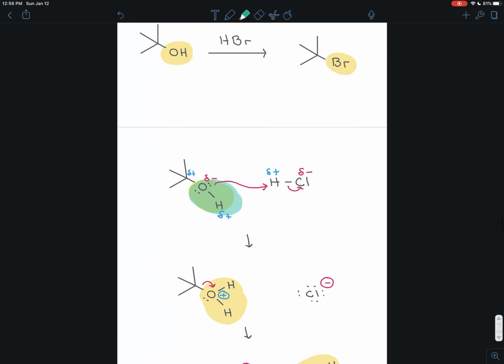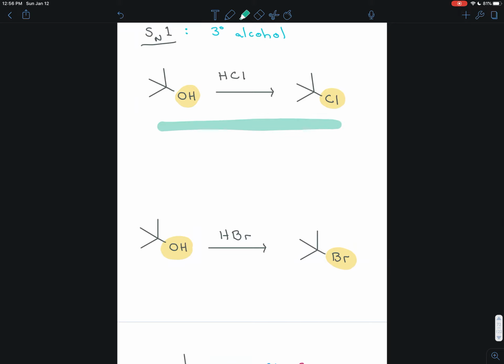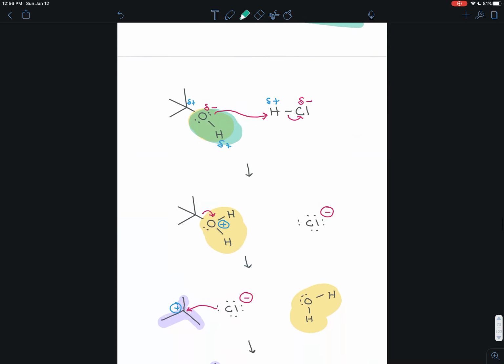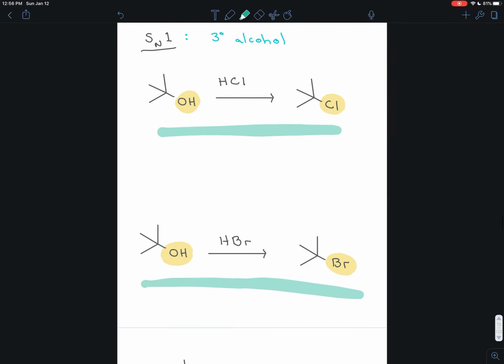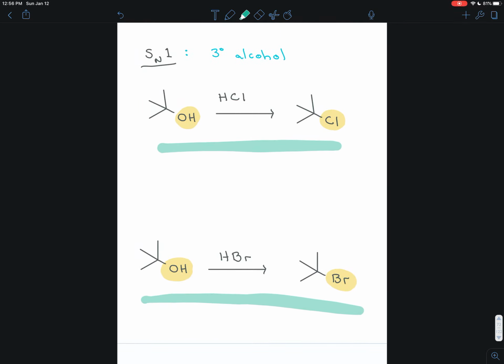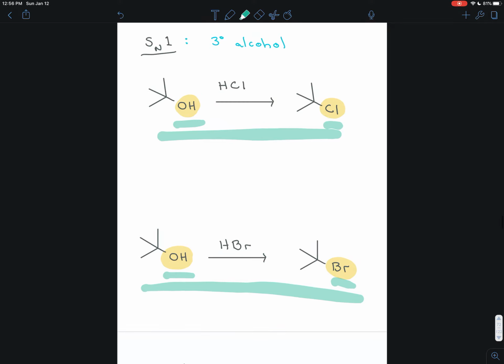Now, if you were going to draw this mechanism, and so that explains this top one. If you were to draw the mechanism for the next one down, it's the same exact thing, just anywhere you have a Cl, write a Br. And the reaction is exactly the same. So this is an SN1 reaction. You can do an SN1 reaction to replace the OH of an alcohol with a halogen, either a chlorine or a bromine, by adding these strong acids, HCl or HBr.